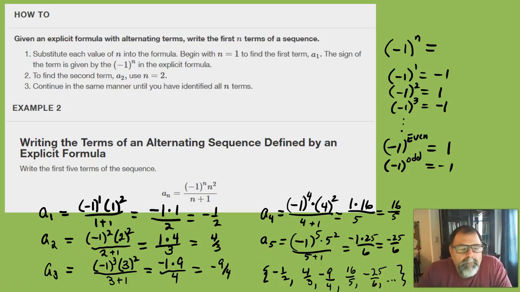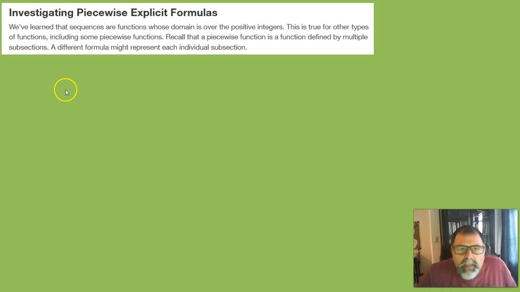There you go. Okay, investigating piecewise explicit formulas. We learned that sequences are functions whose domain is the positive integers. This is true for other types of functions, including some piecewise functions. Recall that a piecewise function is a function defined by multiple subsections, where a different formula might represent each individual subsection.